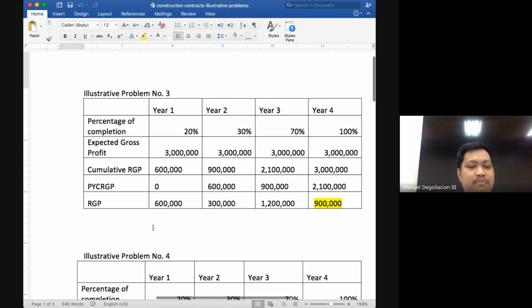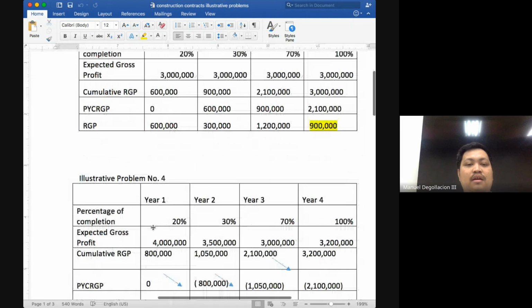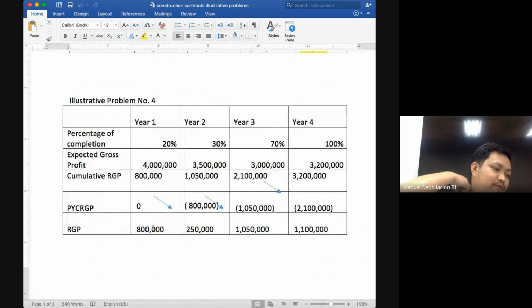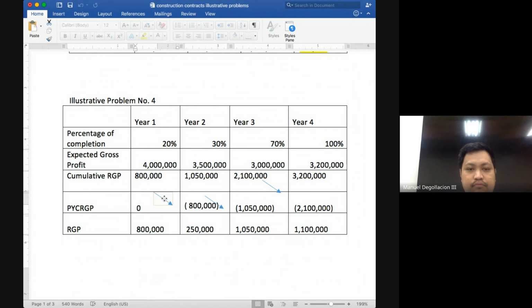Okay. There's something new now with illustrative problem 4. How is illustrative problem 4 different from the previous 3 illustrations, class? The expected gross profit is no longer constant. Okay, year in, year out, it changed. But will the process change? No. Okay, the process will still remain the same.